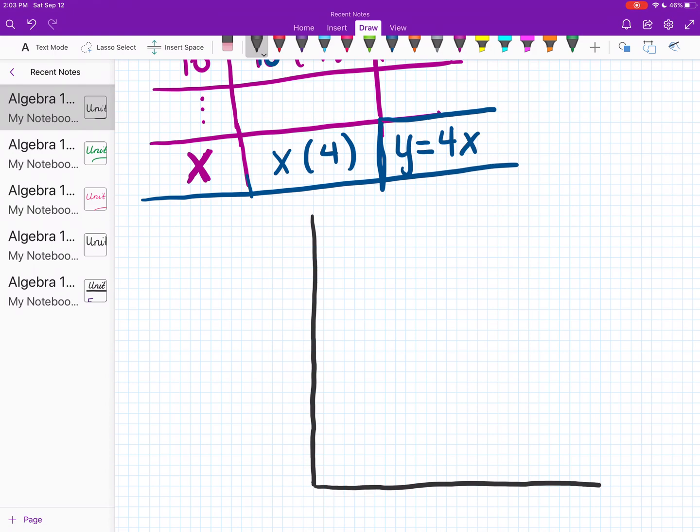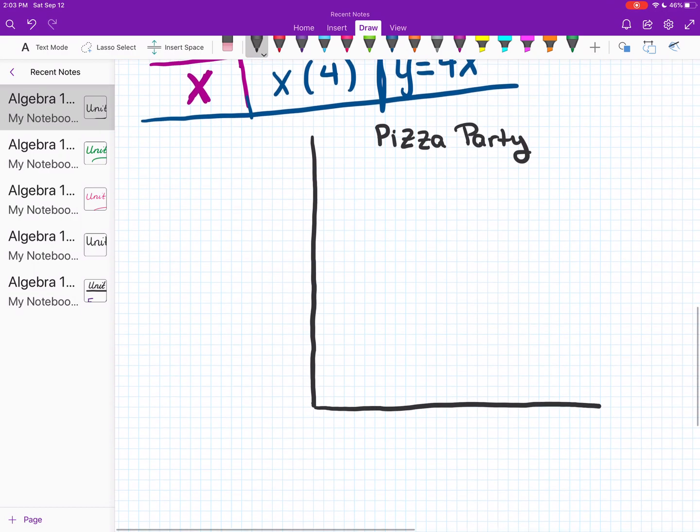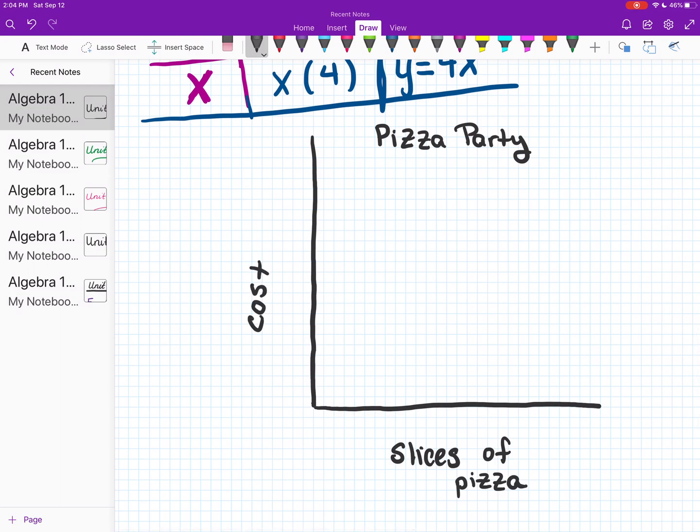So in this case, I'm going to call this a pizza party. That tells me we're dealing with pizza. Now I need to talk about my x and y. Well, we've already decided that slices of pizza is our independent. It's what we can change. This is what we have control over. That's our x. Over here is going to be the cost. So already I know we're dealing in a pizza party. Somebody's getting slices of pizza. We're going to see how much it costs. I really have a good idea what's going on.